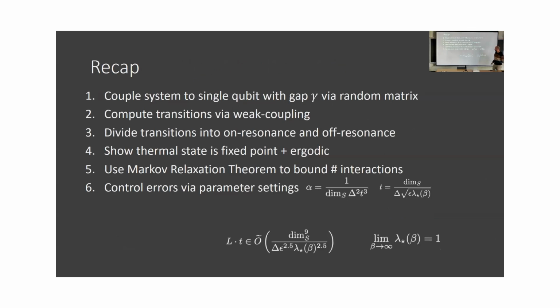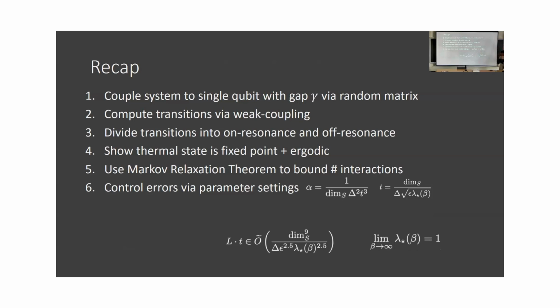Okay, so this is just a recap of how we went about it. We couple it with this gamma. We compute the transitions with this weak coupling. We divide the transitions into on and off resonance, show that the thermal state is a fixed point, and that it's ergodic. Use Markov relaxation to bound the interactions. And then this allows us to control the error. And then finally, we can wrap this all up into a nice, neat little theorem that tells you how many interactions, times the time per interaction, you need to actually converge to the thermal state.